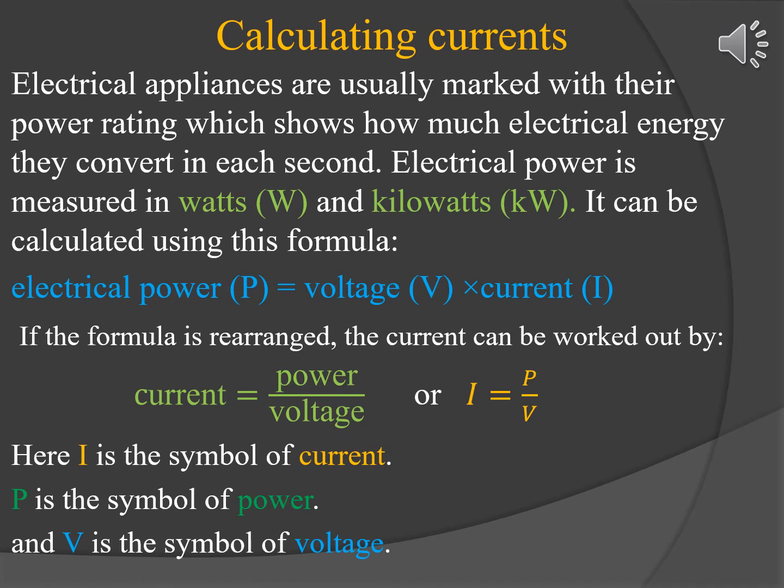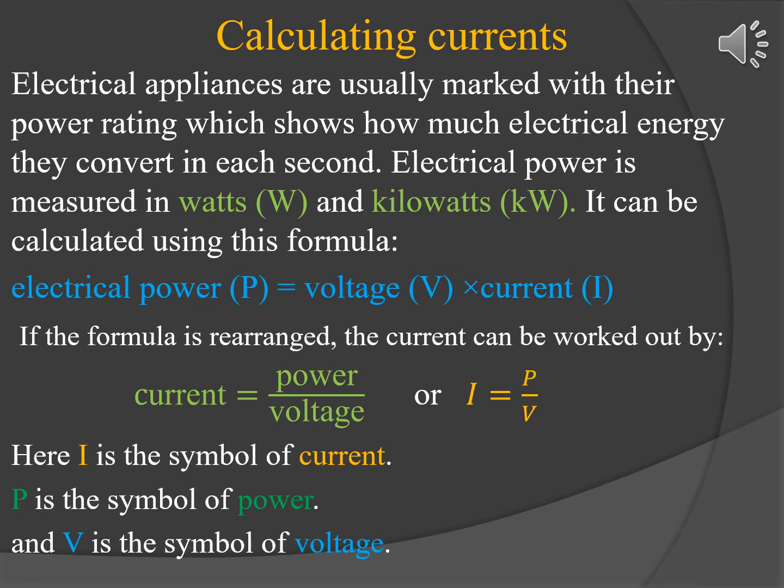Calculating currents. Electrical appliances are usually marked with their power rating, which shows how much electrical energy they convert in each second. Electrical power is measured in watts, W, and kilowatts, kW. Dear students, here, W is the symbol of watts, and kW is the symbol of kilowatts.